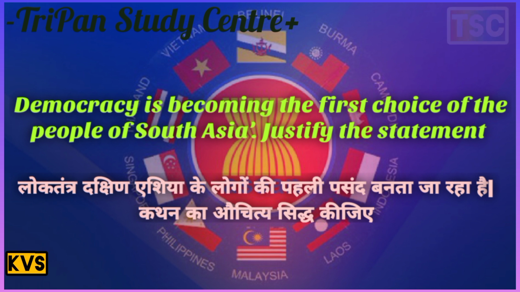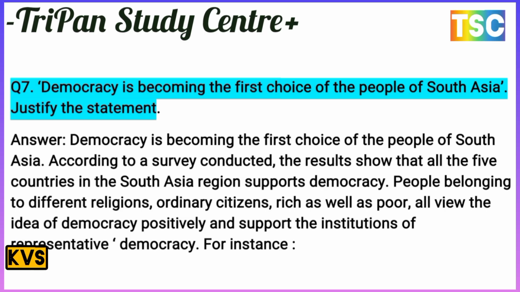Our next question is most important here for the exam. Democracy has become the first choice of the people of South Asia. Justify the statement. Most countries in South Asia have democracy, though from time to time it was suspended. But India has continually followed democratic rule. This is the proof that democracy is the first choice in South Asia. Let's see the answer.